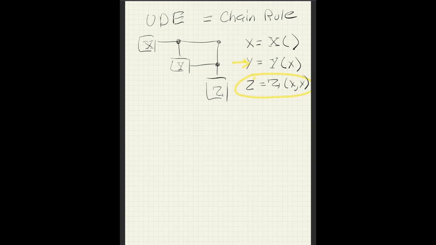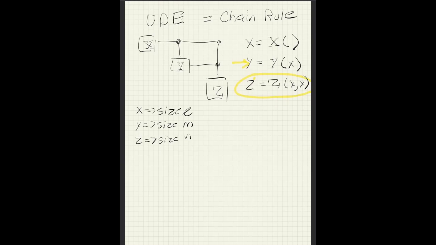Now, for simple functions, x, y, and z could be scalars, but we don't have to assume they're scalars. So we'll assume they're vectors, and we'll assume they're three different length vectors. So x is of size L, y is of size M, and z is of size N. That'll make it slightly more interesting.